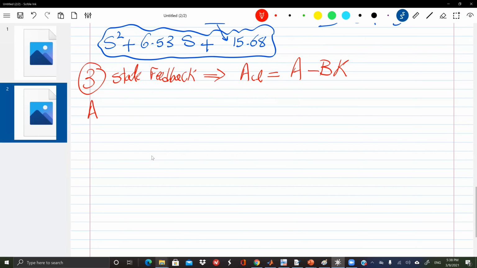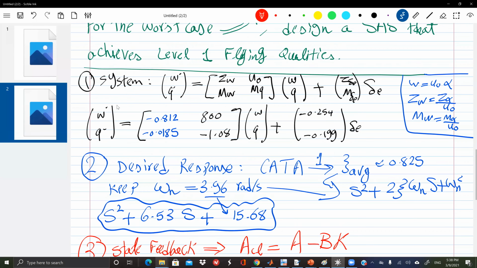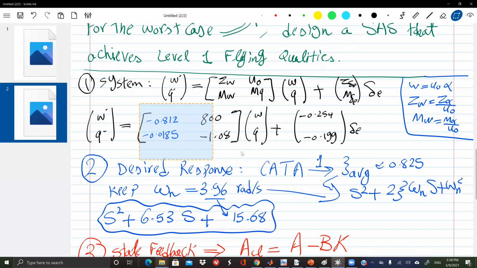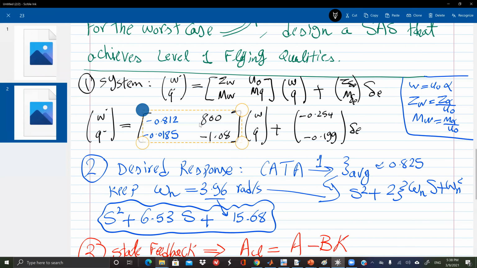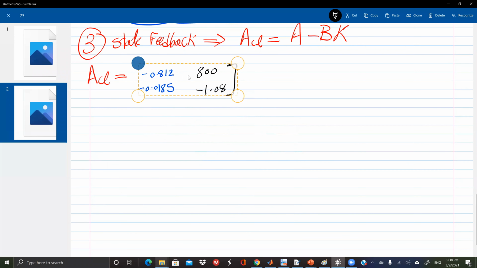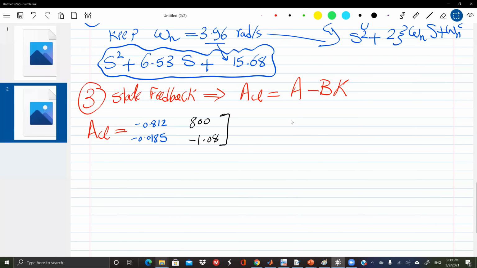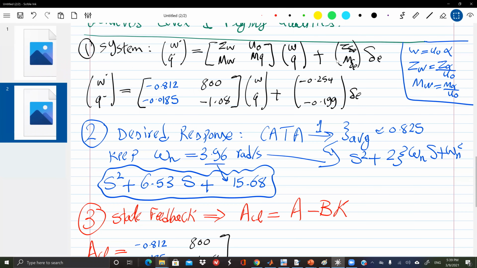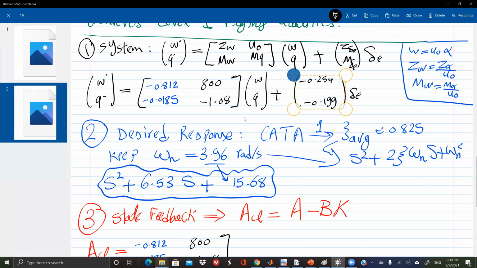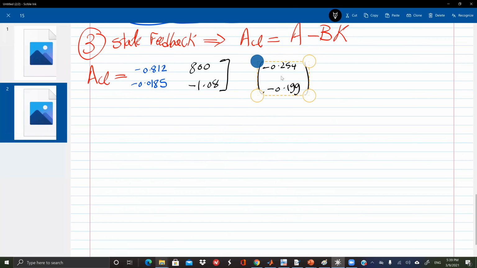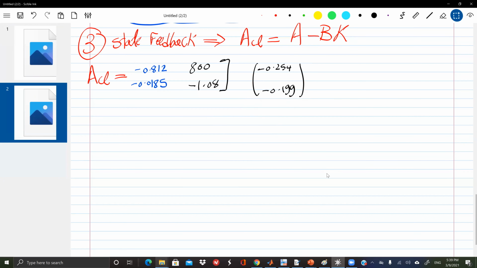So A closed loop is equal to, let's copy the A matrix together. Here is the A matrix. All right, and let's copy the B matrix together. Okay, so this is A minus B times K.